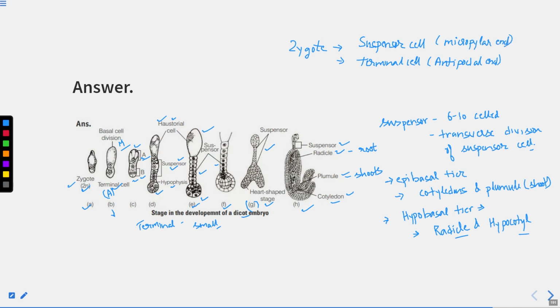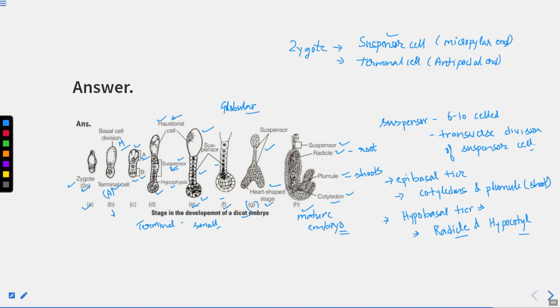Then what happens? This suspensor cell divides and forms a 6 to 10 celled suspensor. Here you can see the suspensor is formed. The first cell is known as haustoria and the lowermost cell is known as hypophysis. In further development, first a globular stage is achieved. Then after the globular stage, you have the heart-shaped stage, and then finally you have the mature embryo.